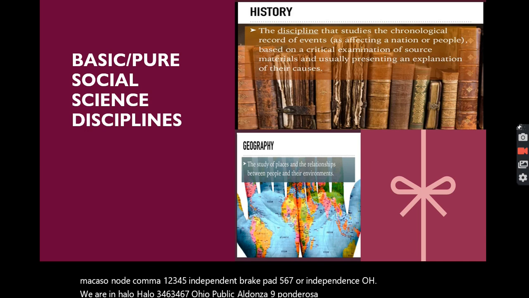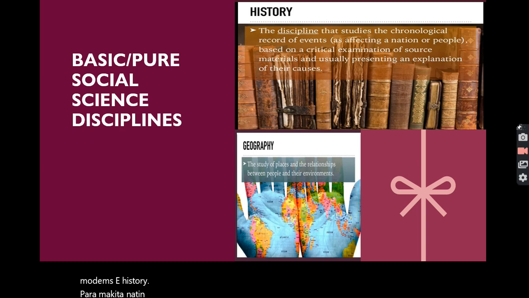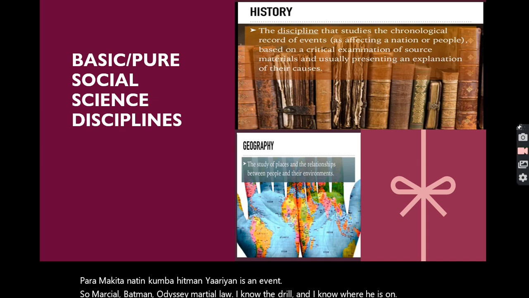like that. Okay? So bakit kailangan pag-aralan mo din si history? Para makita natin kung bakit nangyari ang isang event. Halimbawa, sa atin, sa Pilipinas, yung martial law. Bakit nangyari si martial law? Anong dahilan? Anong reason? Okay?